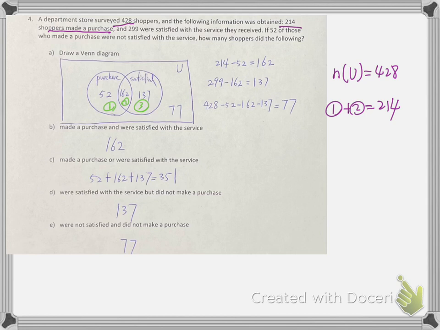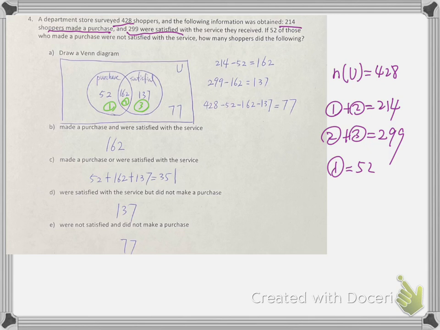So you change this given sentence to the parts, right? And 299 satisfied. Satisfied is 2 and 3. And then 52. 52 is made a purchase and not satisfied. That's part 1, in the purchase circle but not in the satisfied circle. So this is part 1, 52.